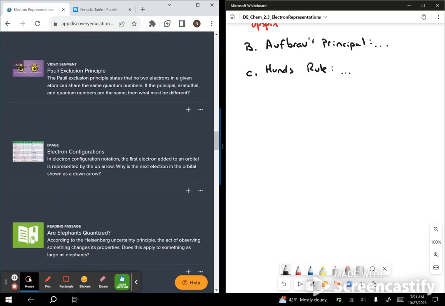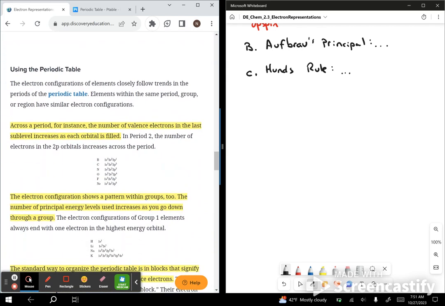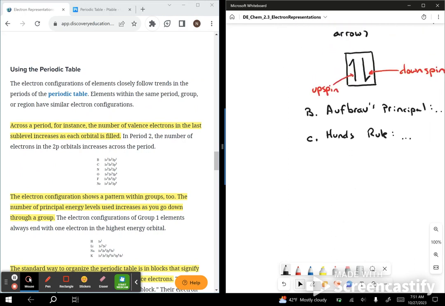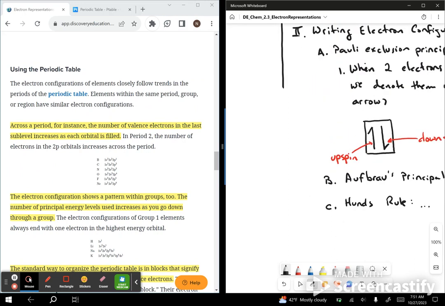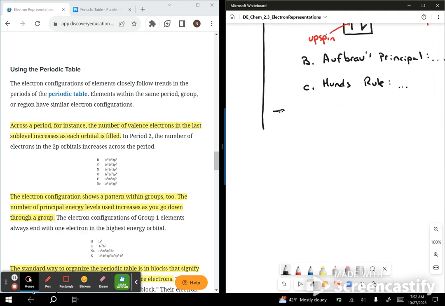Okay, so hopefully you've written down Aufbau's principle and Hund's rule. Using the periodic table. Okay, this is going to be Roman numeral 3. Let's get our line. And we're going to say Roman numeral 3, using the periodic table.